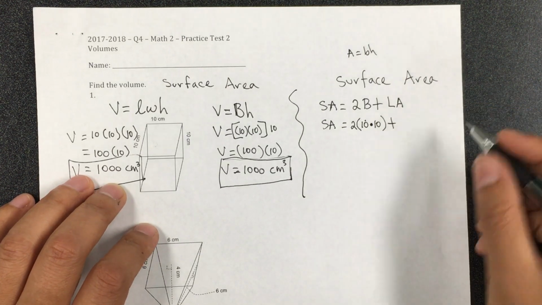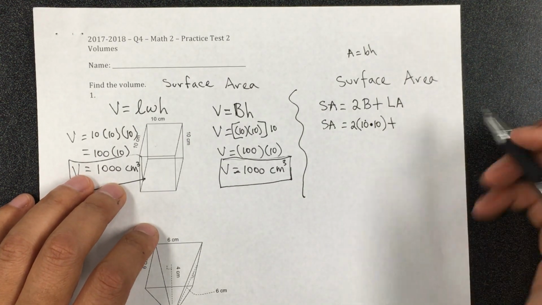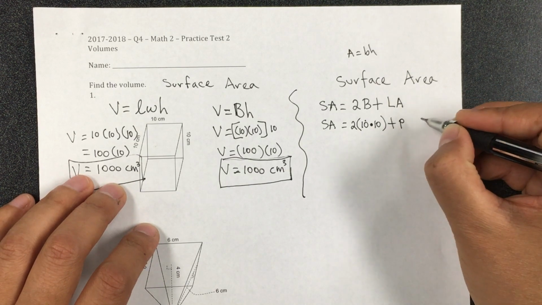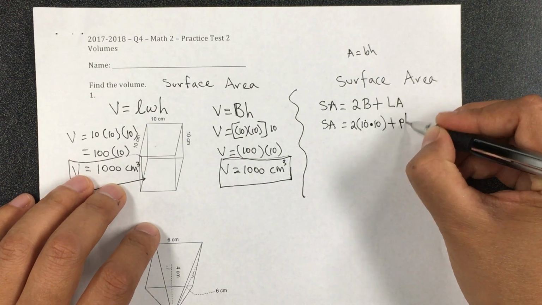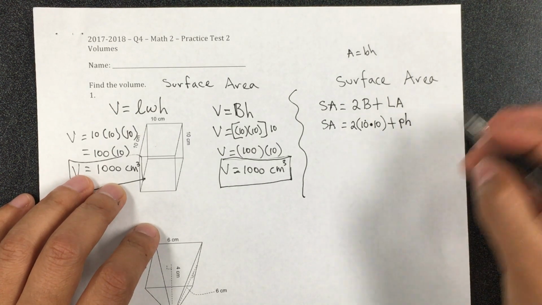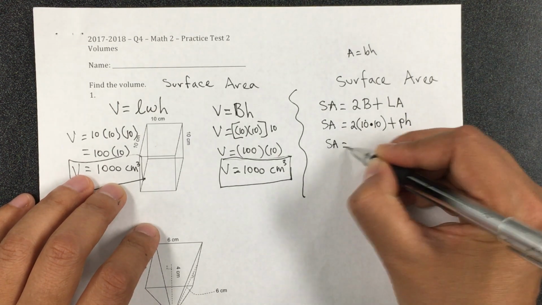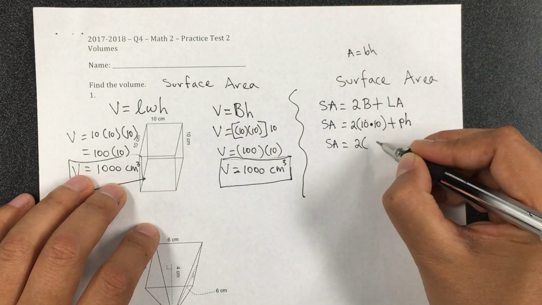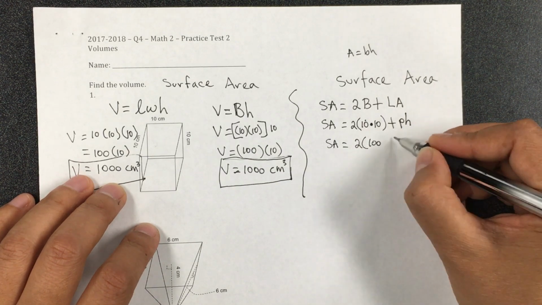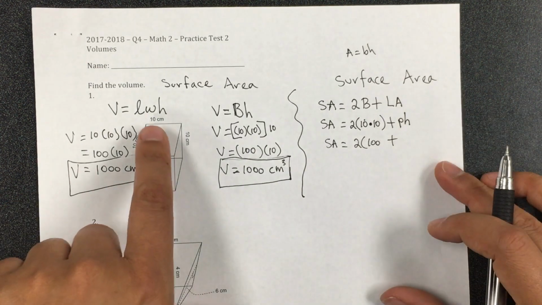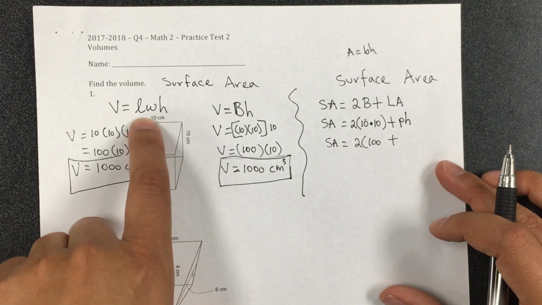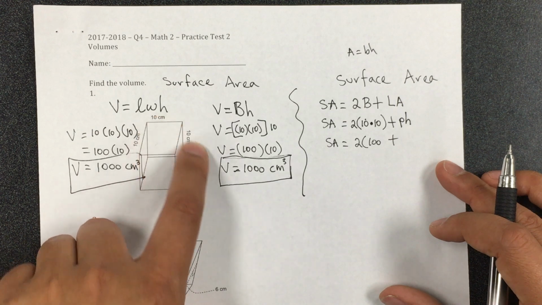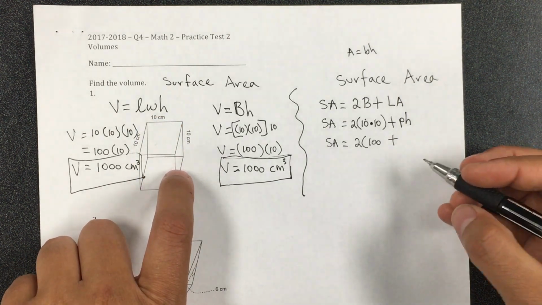In the lateral area, I don't know if you remember, but it's the perimeter of the base times the height of the prism. And so this is going to be 2 times 10 times 10 is 100. The perimeter is, if we have 10 and 10, the perimeter is adding all four sides of that base.